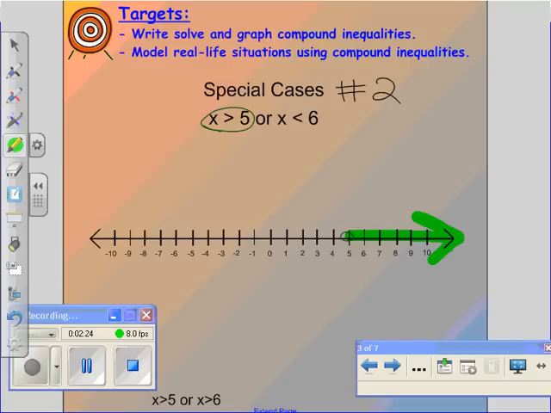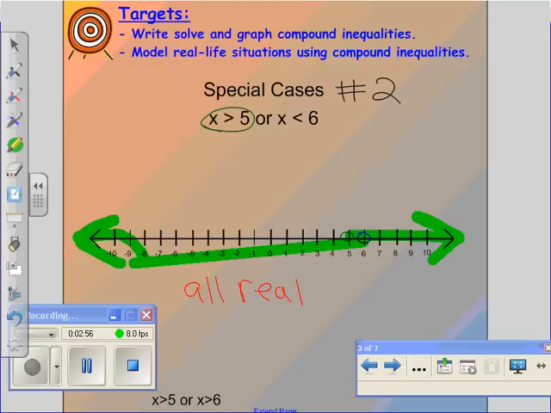On the left-hand side, I have x is less than 6. So I'm going to put an open dot at 6. And again, since it's less than 6, I'm going to shade everything to the left. If you notice here, now our inequalities overlap, so we would say our solution is all real numbers. Anything I would plug in here for x would make our or compound inequality true.